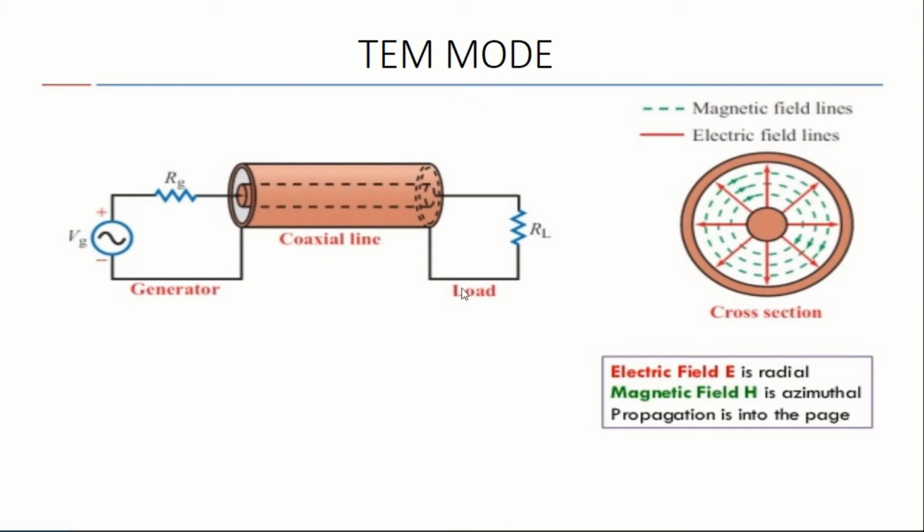So in this diagram, between the transmitter and the receiver, a generator and the load, a coaxial line is implemented, in which case you have the representation of the cross section, a representation of E field and H field. E field here is radial, whereas H field is azimuthal. As you see the lines very clearly, red is E, which is radial, and H is azimuthal. So the propagation is into the page. This we have already seen in electromagnetic fields.